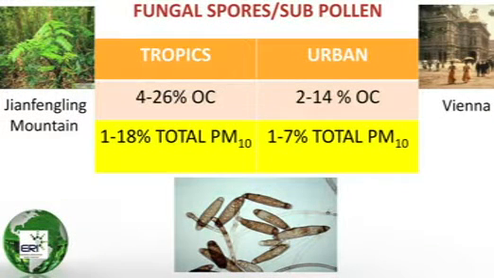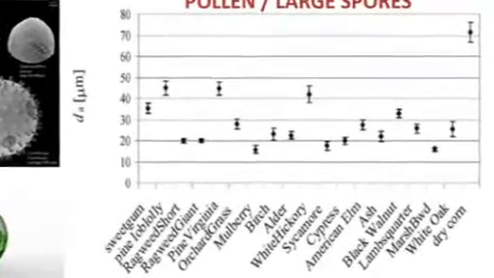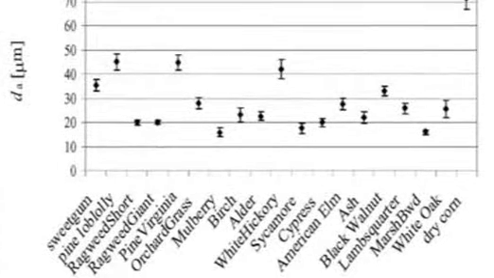Moving to the coarse fraction, that's basically particles between 2.5 and 10 microns. We see that the contribution from PBAP in tropical and rural areas increases to 1 to 18% of the total mass, while in urban centres such as Vienna, it can be seen to be between 1 and 7% of the total mass. And this is due to increased contributions from anthropogenic sources. Moving to the ultra-coarse, a term not used very often in atmospheric chemistry, it refers to particles greater than 10 microns. In the figure we can see a whole host of pollens and their sizes, and we can see that they vary from 15 microns to 70 microns.